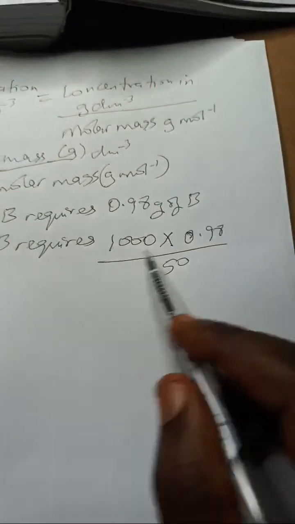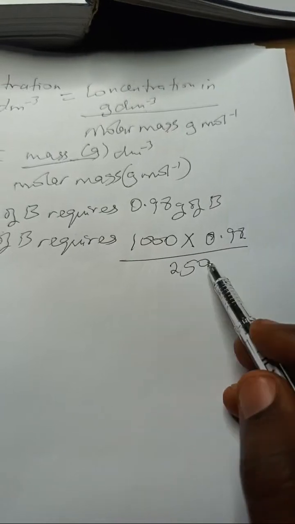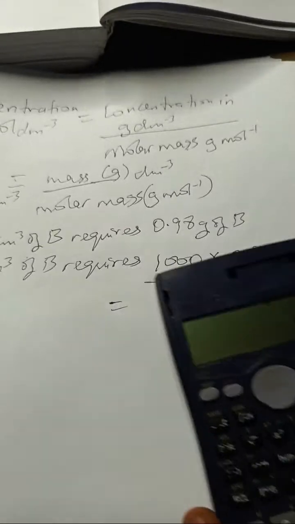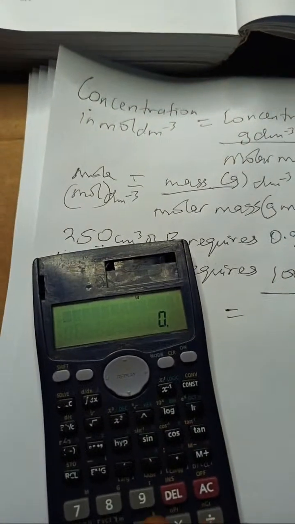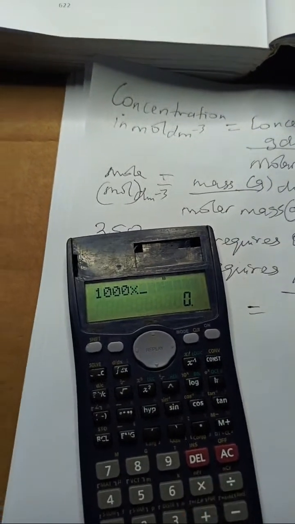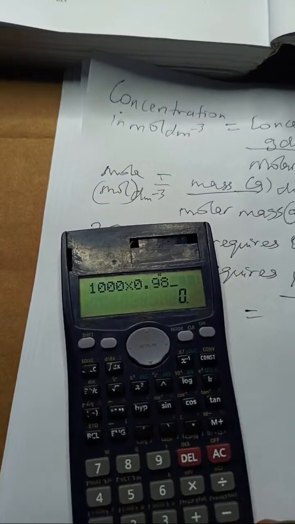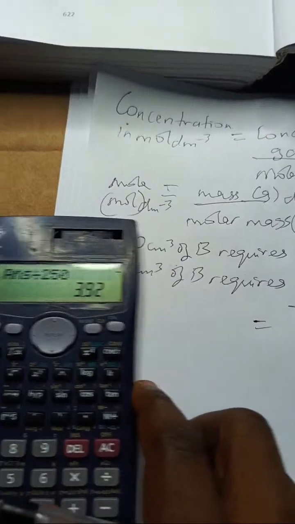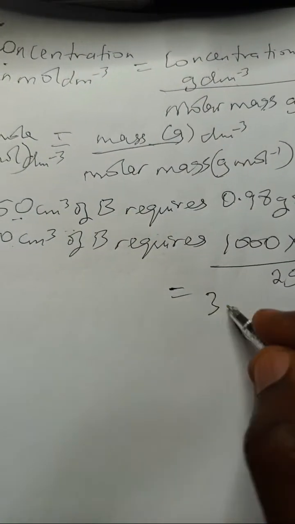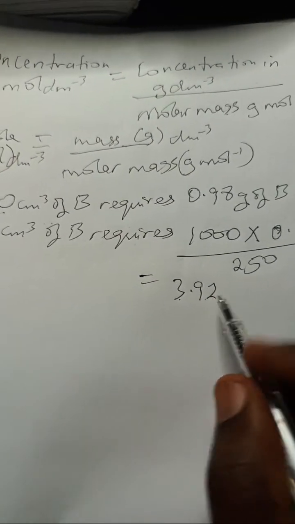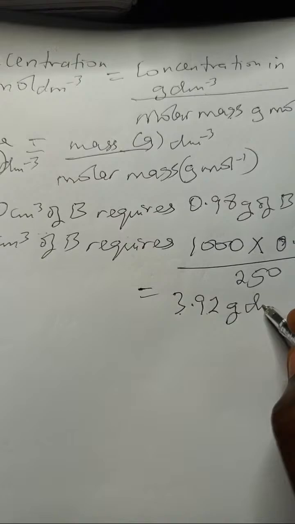So this, we have 1000 times 0.98 divided by 250. So let's do the calculation and let's see what we get over there. So 1000 times 0.98 divided by 250. It gives us 3.92. Now, it's in 3 significant figures, 1, 2, 3, which is correct. Gram per dm cube. So we have gotten that from this formula.